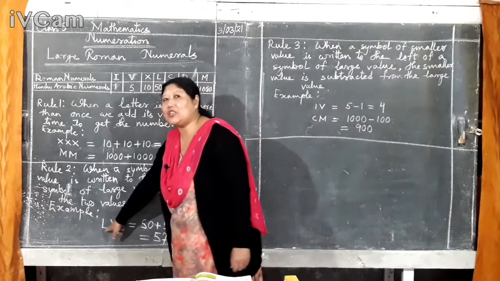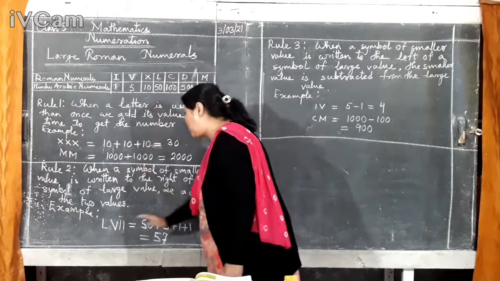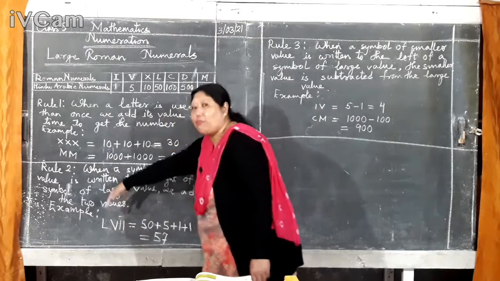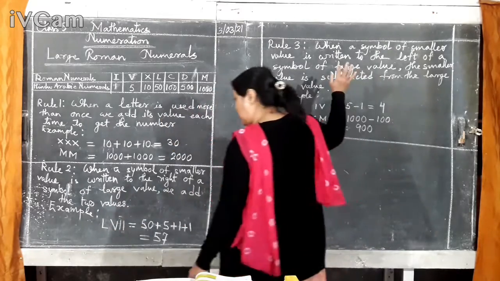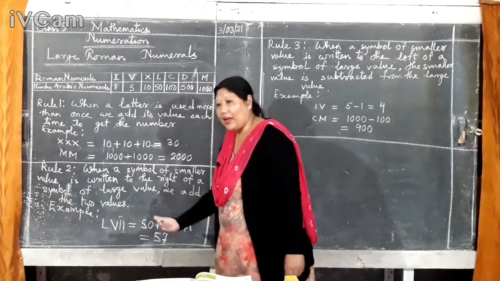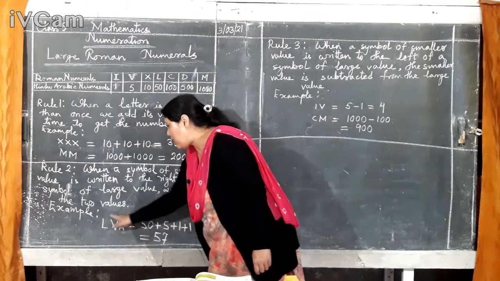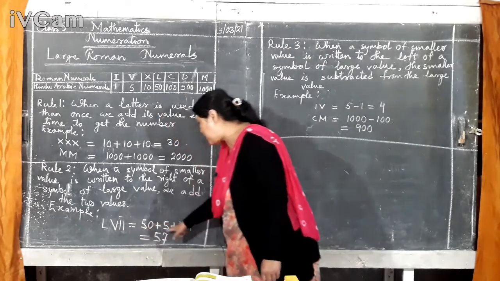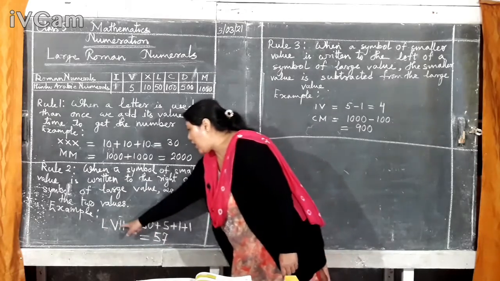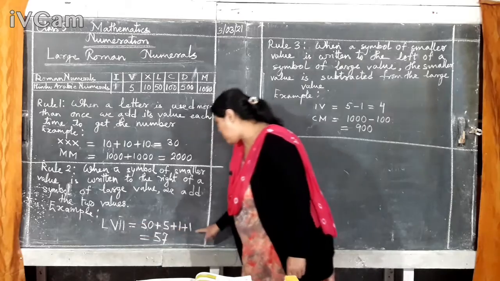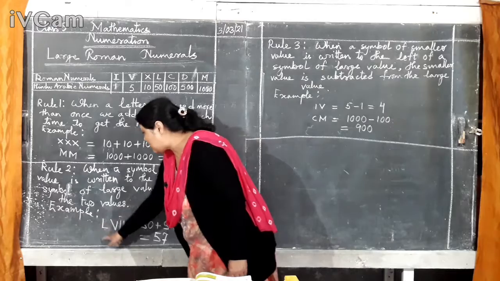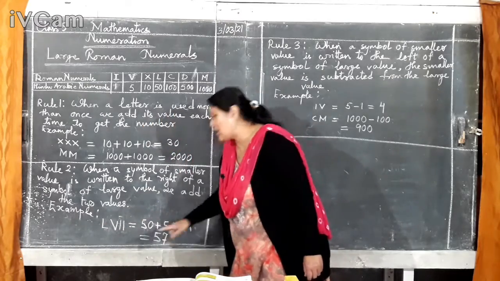So here L means 50, and after that you have V also, and I also. All these are put on the right hand side. So what you have to do? If it is on the right hand side, you have to add. So 50 plus, this one is 7, you know, but you can write it this way also. L means 50, V means 5, I means 1, another I means 1. When you add all these, it will be 57. That means this Roman numeral means 57.